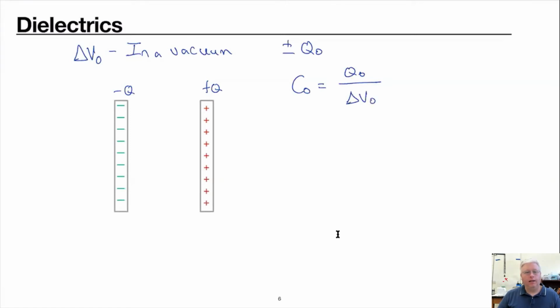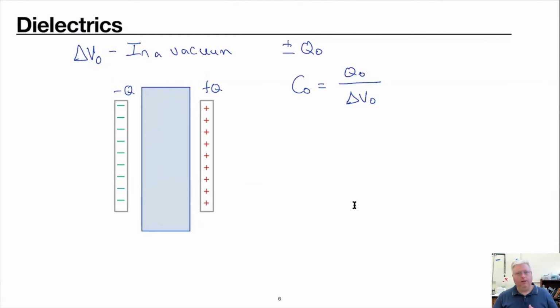And so a dielectric is a material that's an insulator that we place in an electric field. If we place one between the plates, it doesn't change the charge on the plates, but it does decrease the voltage. And so let's say I have a dielectric like this that I put in between the plates. What happens?